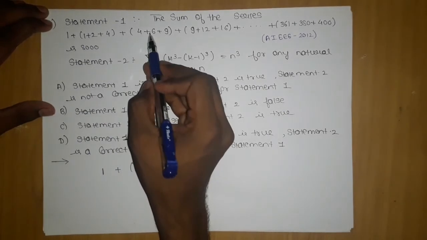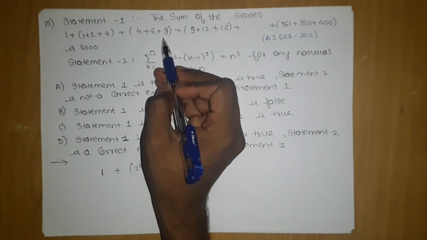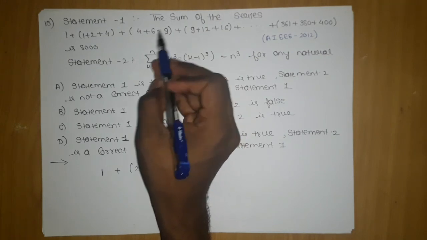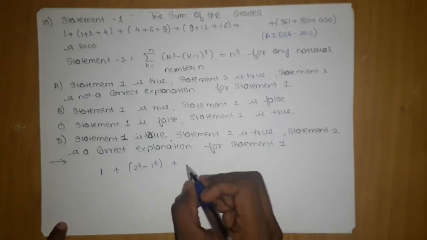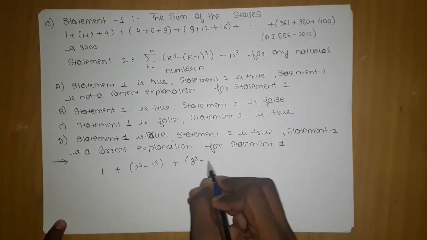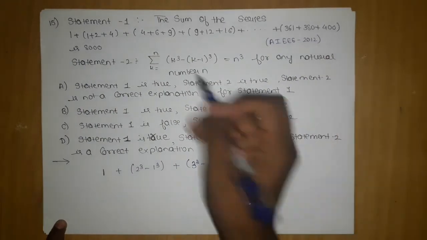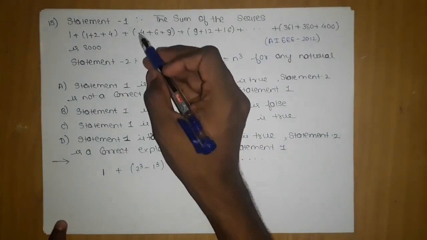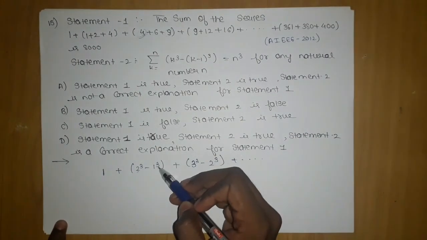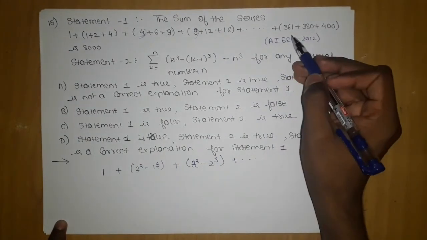Next, 4 plus 6 is 10, 10 plus 9 is 19. So we can write it as 3 cube minus 2 cube, and so on. Here you can observe whatever the last number is, here it is 4, so it is 2 cube minus 1 cube. Similarly, here it was 9, so it was 3 cube minus 2 cube.